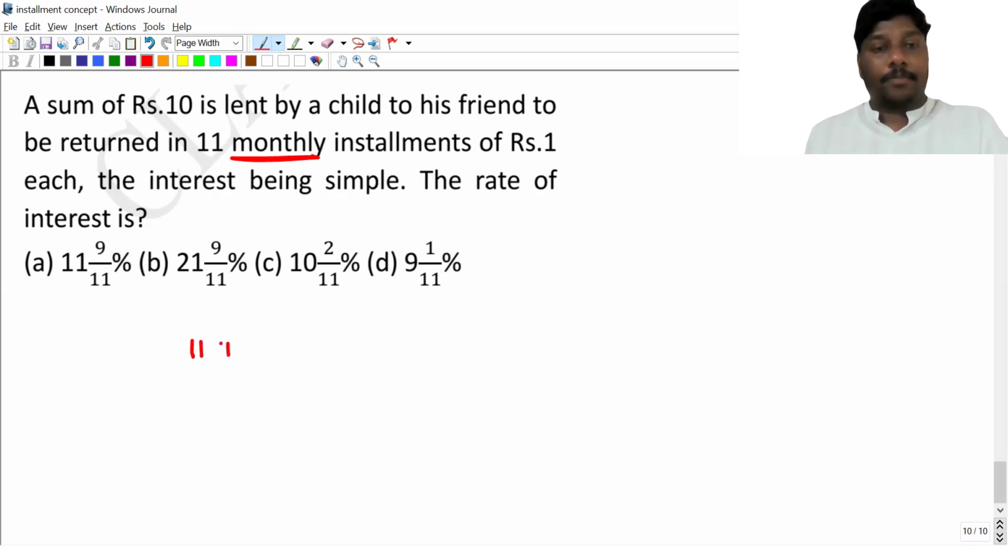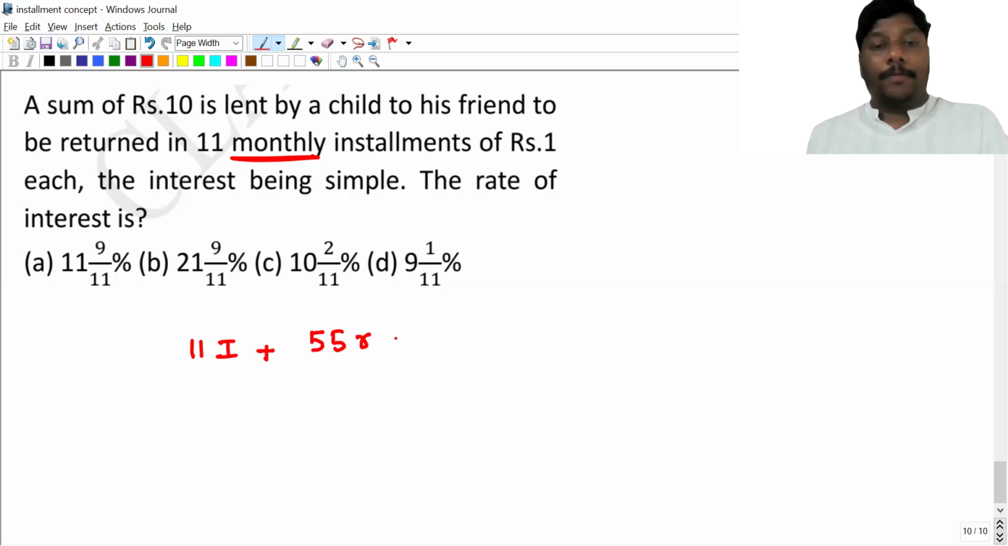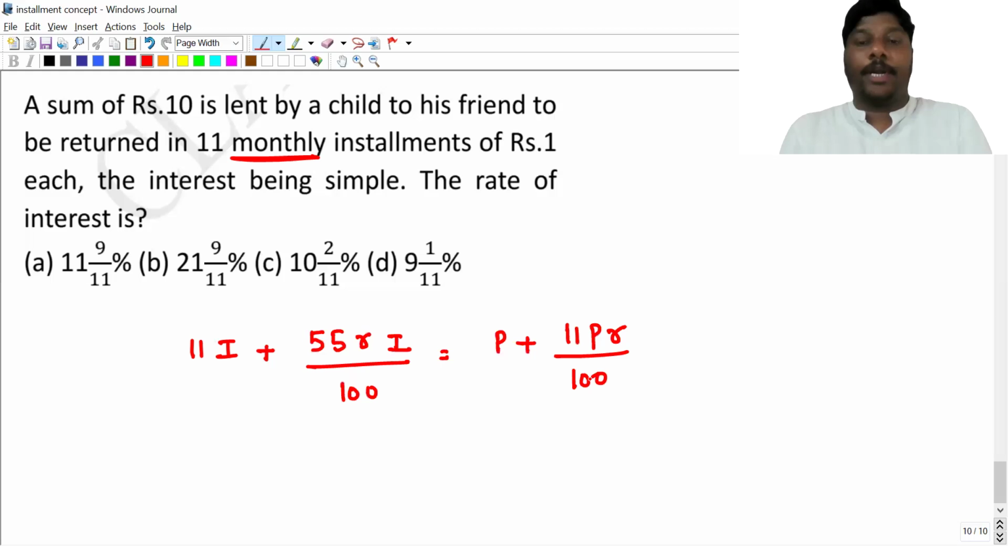That's it, right? So interest being simple, the rate of interest manam 11 installment ante ela తీసుకుంటాం? 11i, చూడండి 55 years of interest వస్తుంది. ఎందుకనంటే 10 + 9 + so on up to 1. Okay, 1 to 10 అంటే ఏమవుతుంది? 10 into 11/2 అంటే 55 years of interest. Each year r అనుకుందాం. 55r i/100 is equals to p plus 11 years కాబట్టి 11pr/100, right? ఇప్పుడు r కనుక్కోవాలి.